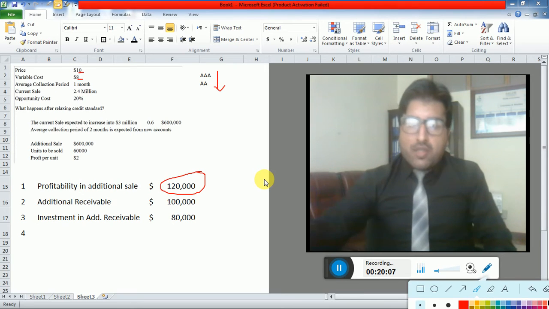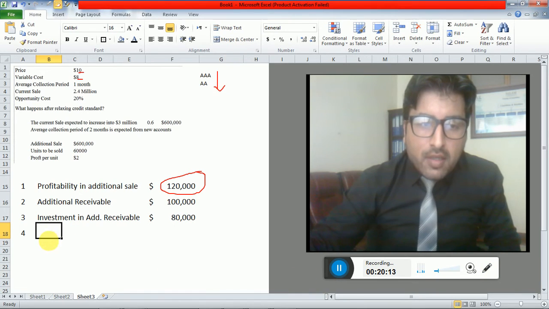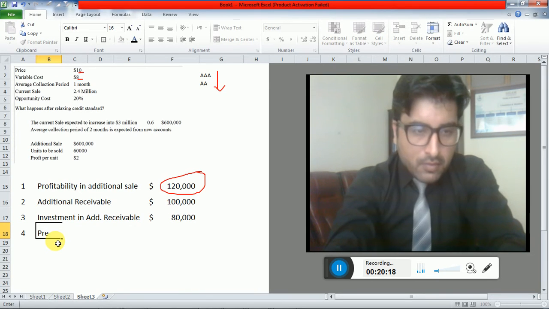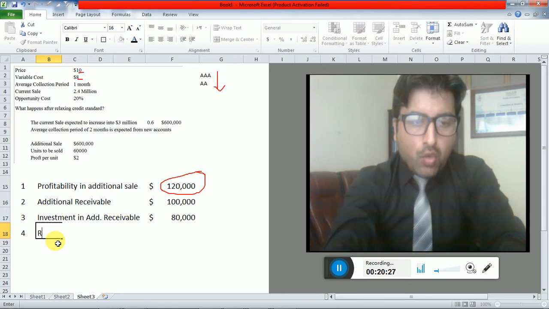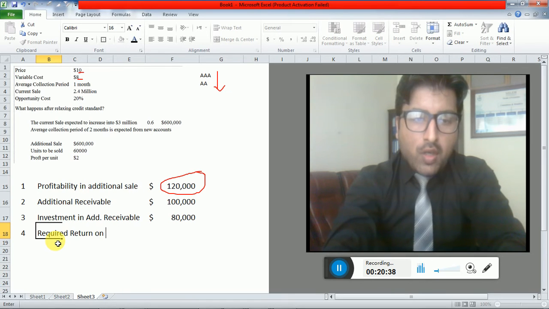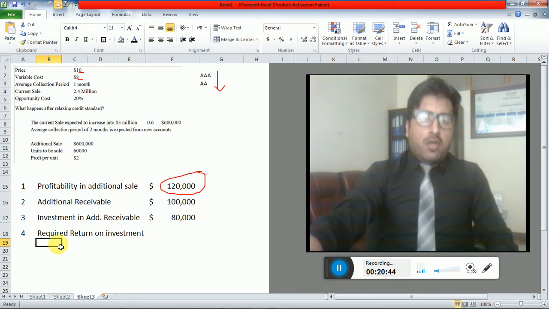But what is the cost for us? Look here. The cost is the required return before tax, the required return on investment. So you can also call it pre-tax required return.